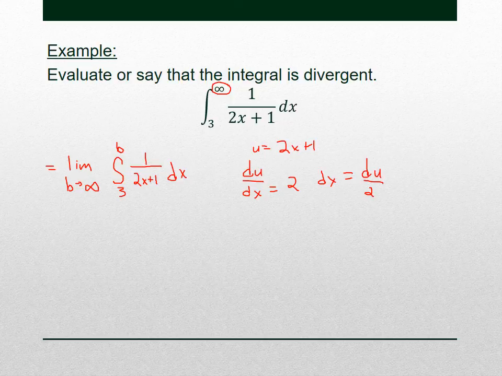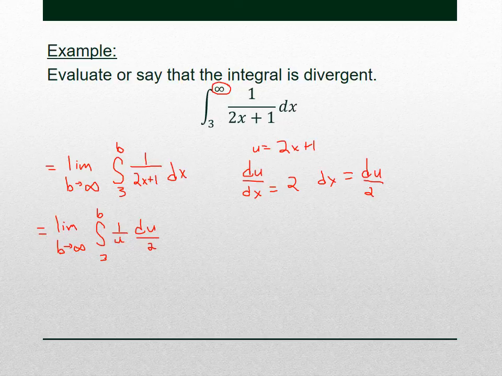And we're going to plug all that stuff in just like we used to do in the other sections with u substitution. The only difference here is that we're going to bring this limit as b goes to infinity along for the ride, because we haven't done that yet. And now we've got the definite integral still from 3 to b, and then 1 over, instead of 2x plus 1, we'll plug in a u, and instead of dx, we have du over 2.